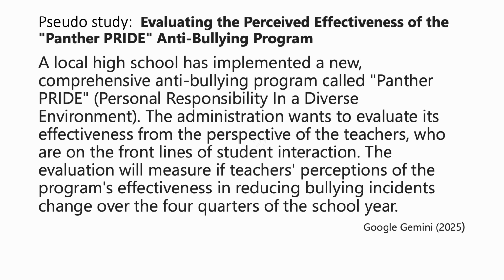Now, the school administration wants to evaluate how effective this program is, but not just from student outcomes. They're focusing on the teachers' perceptions, since teachers are directly involved in student interactions and can observe behavioral changes over time. To do this, the same group of teachers complete a standardized questionnaire at the end of each academic quarter. This allows us to track whether their views on the program's effectiveness change as the year progresses. Since we're collecting data from the same participants multiple times, this is a perfect setup for a repeated measures ANOVA. This method helps us determine if there's a statistically significant change in perception across the 4 quarters.